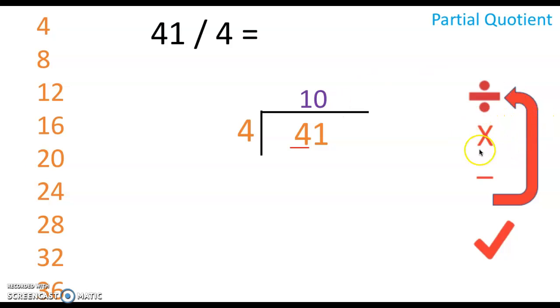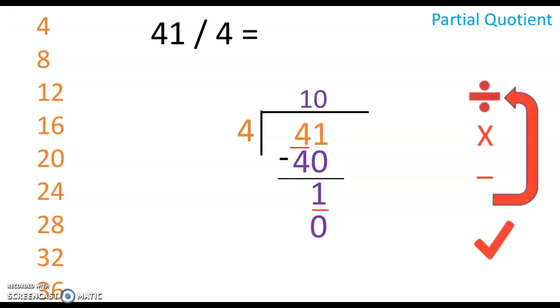Then we're going to multiply. 10 times 4 is 40. Next, we should subtract. 41 minus 40 is 1. Then we're going to repeat. Have we looked at the ones place yet? Nope, we haven't. So we're going to look at the ones place.